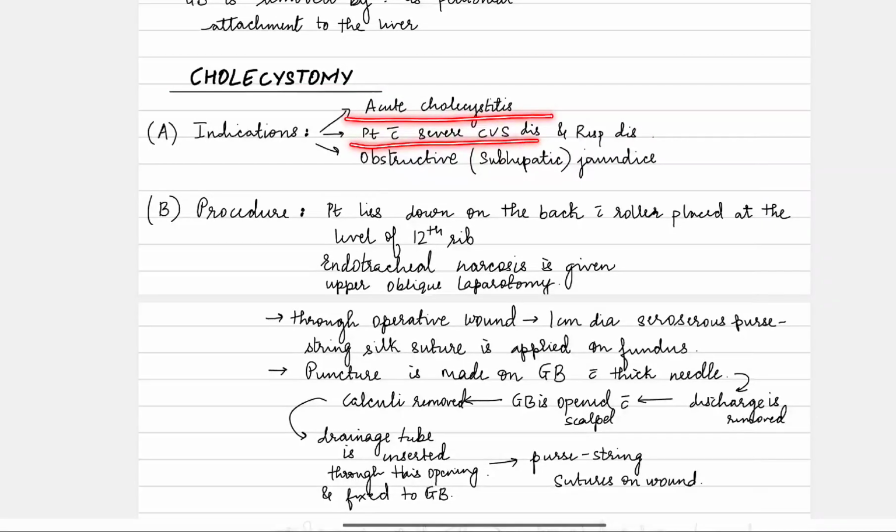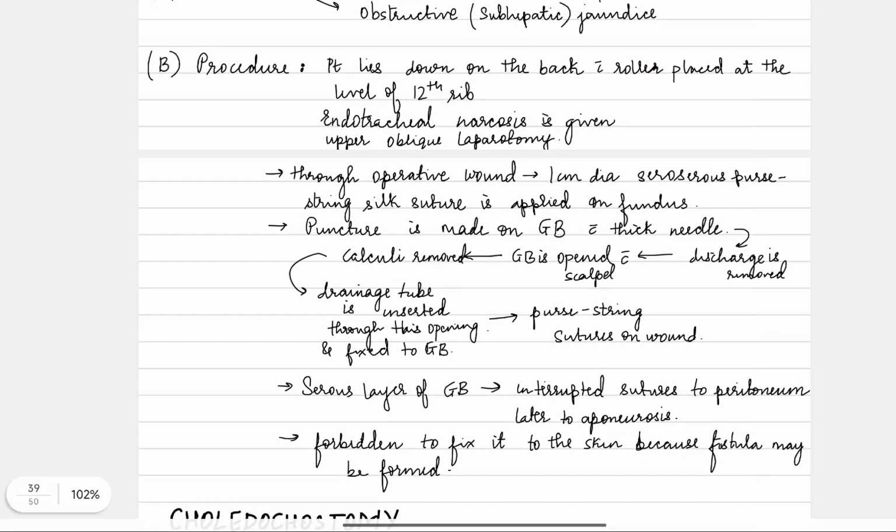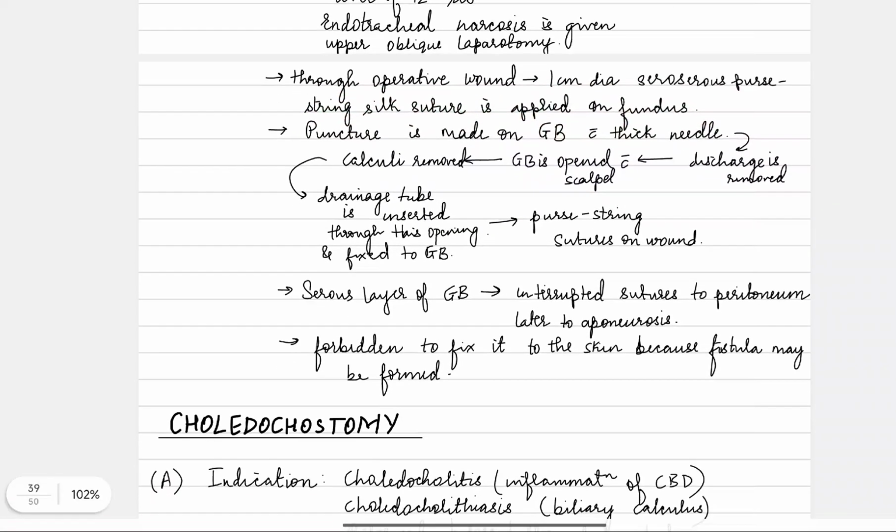Acute cholecystitis, patient with severe cardiovascular disease and respiratory disease, obstructive subhepatic jaundice. Patient lies down on the back with a roller placed at the level of the 12th rib. Endotracheal narcosis is given. Upper oblique laparotomy is done. Through the operative wound, a 1 cm diameter serous purse-string silk suture is applied on the fundus.